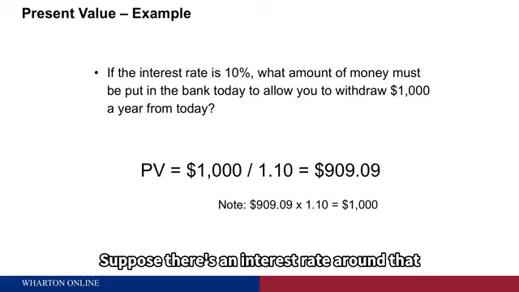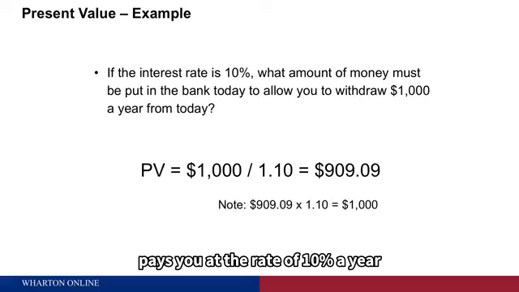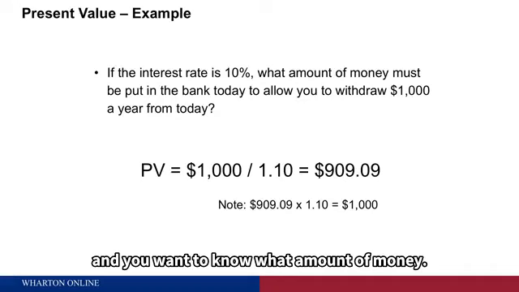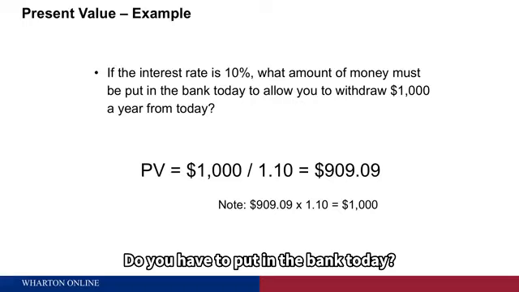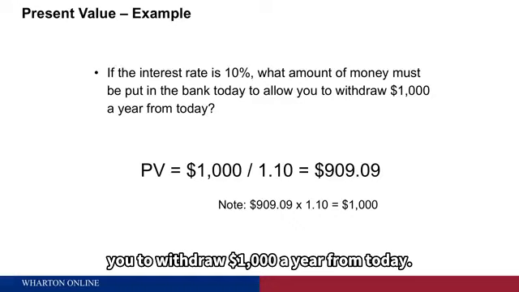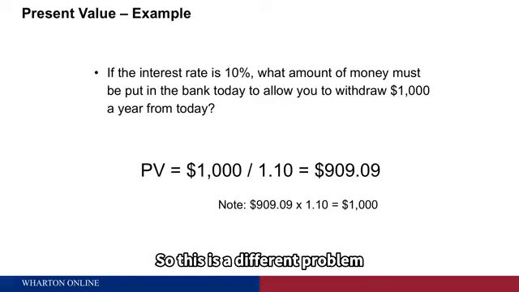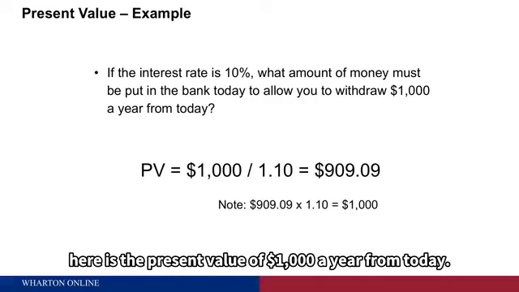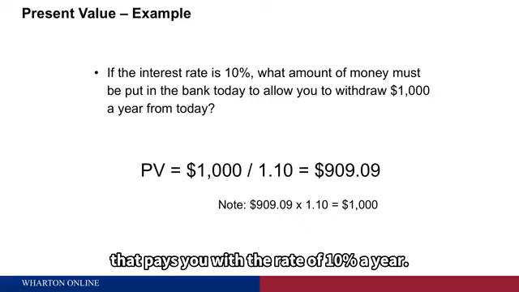Suppose that there's an interest rate around that pays you at the rate of 10% a year, and you want to know what amount of money do you have to put in the bank today to allow you to withdraw $1,000 a year from today. So this is a different problem than we calculated before. So what we're solving for here is the present value of $1,000 a year from today, assuming there's a bank account that pays you at the rate of 10% a year.